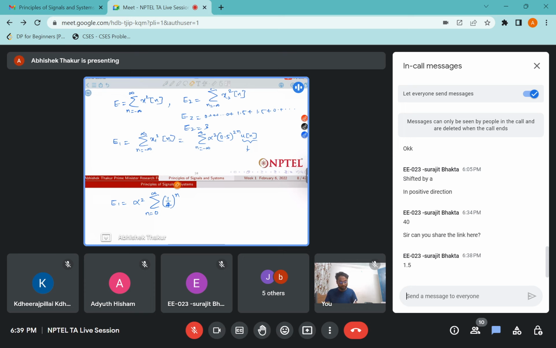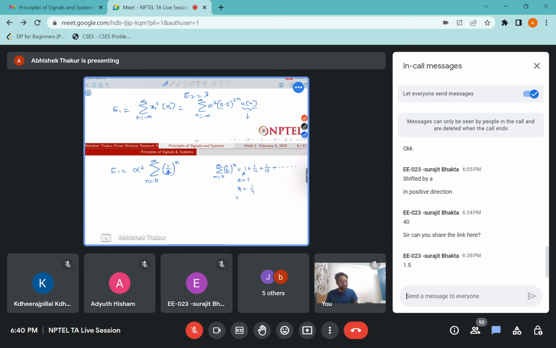Now we know the summation of any series. Here you can see this will be the summation of 1 by 4 to the power n, n equal to 0 to infinity, which is 1 by 4 to the power 0, that is 1, plus 1 by 4 plus 1 by 16 plus and so on. Here this is the first term, a is equal to 1 and r is equal to 1 by 4. So what is the value of this summation? It is a by 1 minus r.